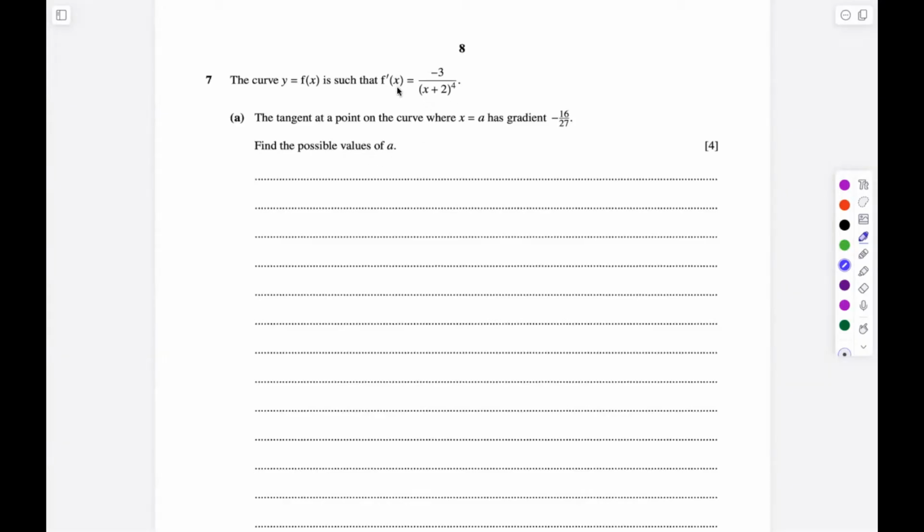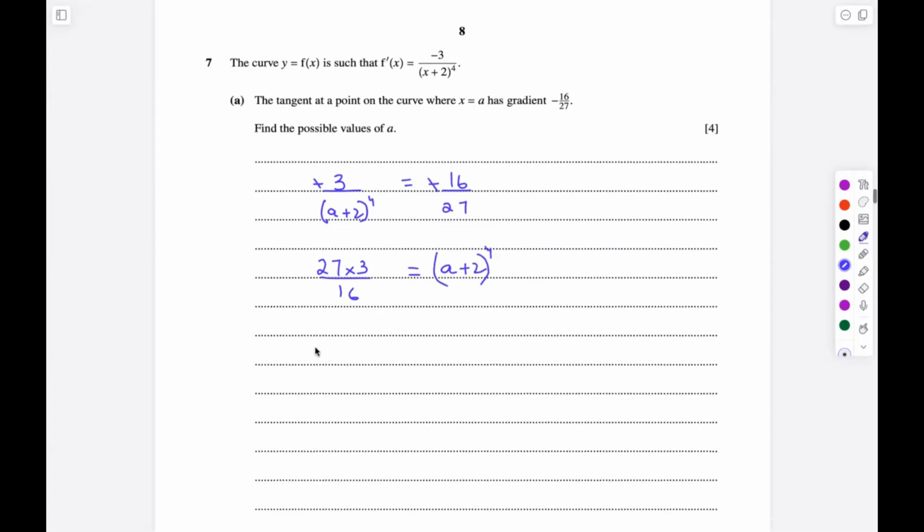Now, this f dash function basically represents the gradient, or the dy dx. So we can write minus 3 upon (a plus 2) to the power 4 is equal to the gradient, which is minus 16 upon 27. The negative signs will cancel out. Cross multiplying, we'll get 27 into 3 upon 16 equals (a plus 2) to the power 4. 27 into 3 is 81, so this becomes 81 upon 16 equals (a plus 2) to the power 4.